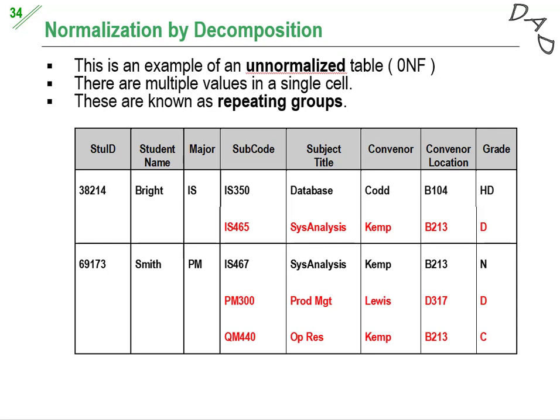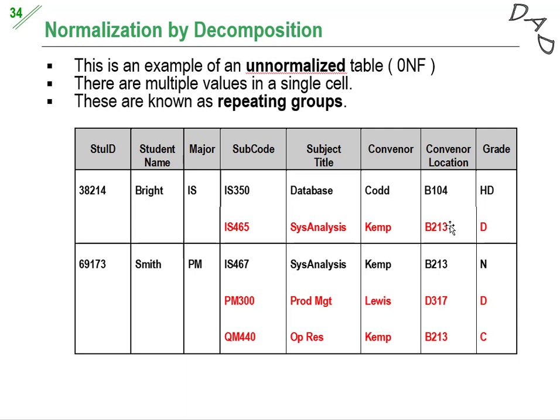This is an example of an unnormalized data table. In this table we have student IDs, student names, major, subject code, subject titles, convener, convener location, and grades. It looks like there is lots of information combined in this particular table. It looks like a small spreadsheet, right? Now we usually call these sorts of tables zero normal form tables, because they are in the unnormalized format.